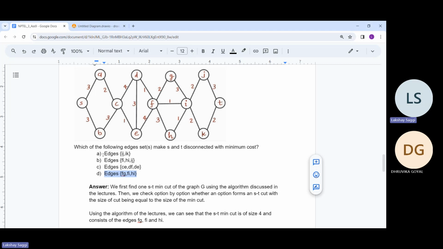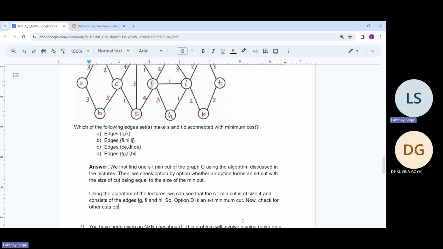Now we want to find out whether other options also form an SG min cut or not. So our target will be to check for options A, B, and C whether they form an SG cut, and if they form an SG cut, whether they form a cut of size 4 or their cut size is more than 4. We already know that we have found one SG minimum cut, but there can be multiple, so we need to find out other minimum cuts from these options. Option D is an SG minimum cut. Now we check the other options one by one.